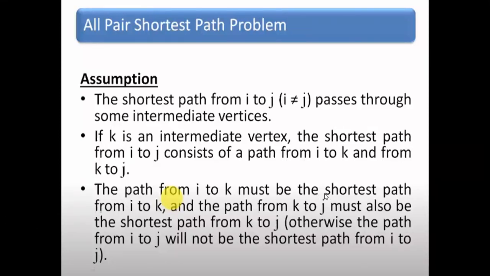The path from I to K must be the shortest path from I to K, and the path from K to J must also be the shortest path from K to J. There are different paths from I to K, but you must select the shortest one. Similarly, there are different paths from K to J, but you must find the shortest path from K to J. So you are finding the overall shortest path from I to J through the intermediate vertex K. That is the all pair shortest path problem.